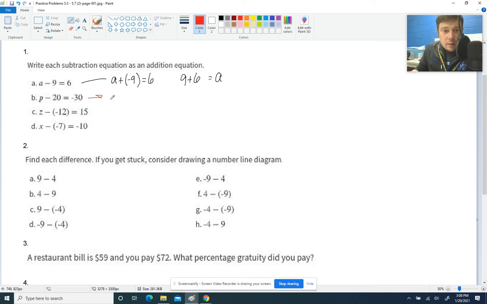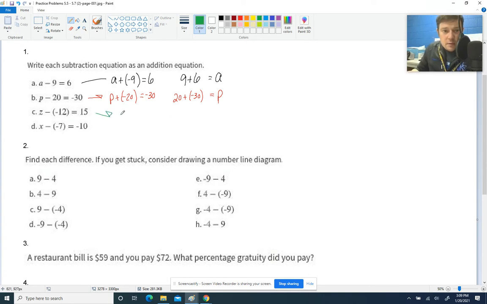You can add the opposite, like I show here, adding the opposite of 20, which is negative 20, to get negative 30. Or a better way to find out what P is, you can add 20 and negative 30, to find out that it's negative 10. Either one of those ways would be fine, and I'll do that for each one of these.